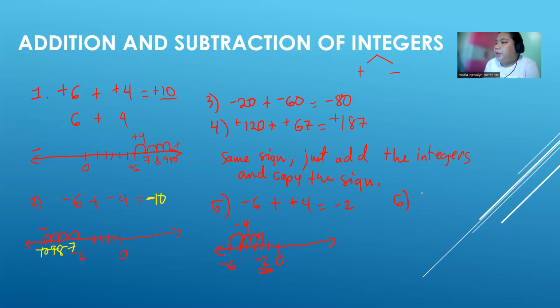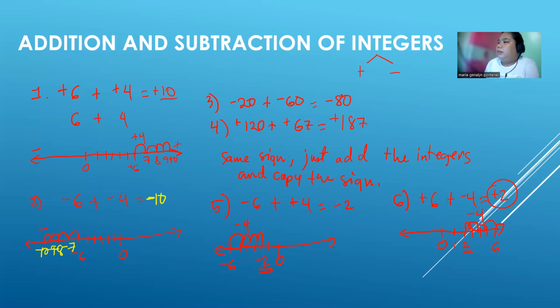On the other hand, if we have positive 6 plus negative 4, that would be how many? If we draw a number line, we have 0, 1, 2, 3, 4, 5, 6. So, positive 6. Then 4 steps to the left: 1, 2, 3, 4. So, negative 4. Saan tayo nahinto? So, we have positive 2.